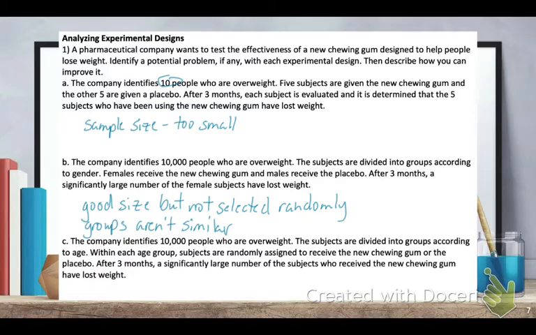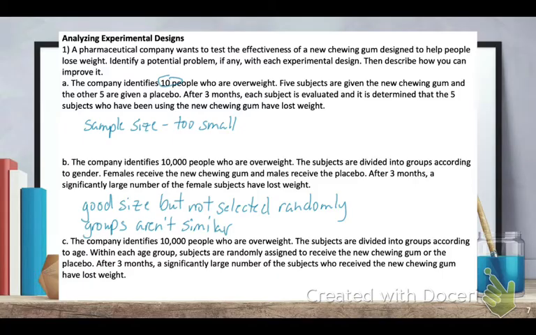Now, C, the company identifies again 10,000 people who are overweight. This time, the subjects are divided into groups according to age. Within each age group, subjects are randomly assigned to receive the new chewing gum or the placebo. After 3 months, a significantly large number of subjects who receive the new chewing gum have lost weight.